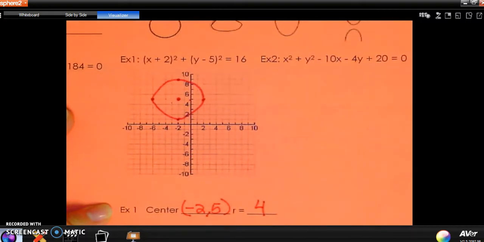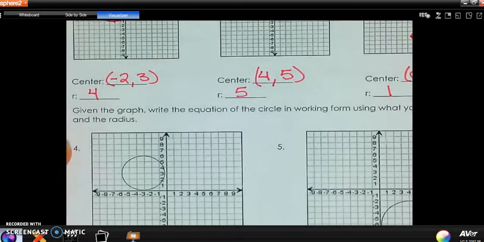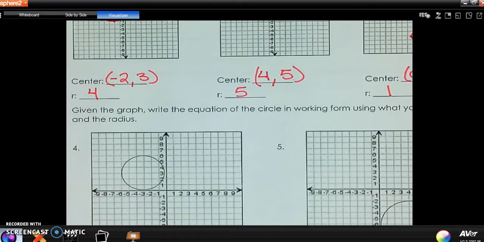All right. So then go ahead and pull back out your notes, and we're going to write the equation when you are actually given the graph.